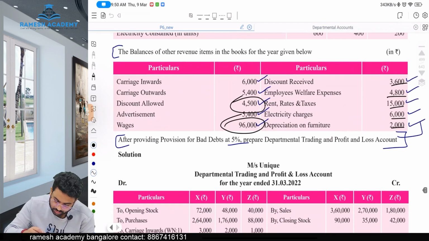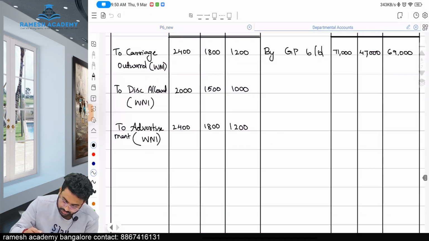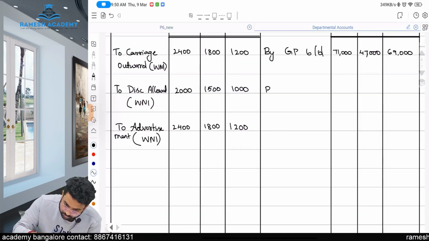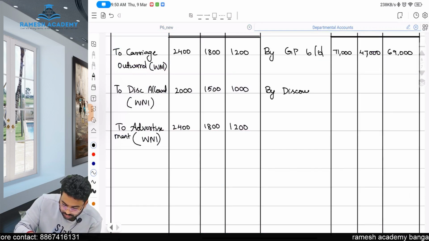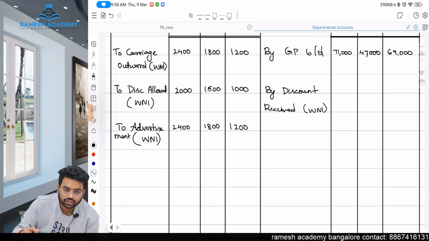What is next? Next is discount received, which is our income. By discount received, again working note number 1.